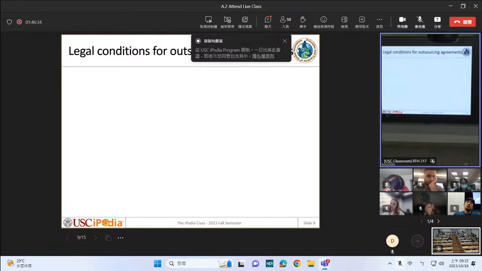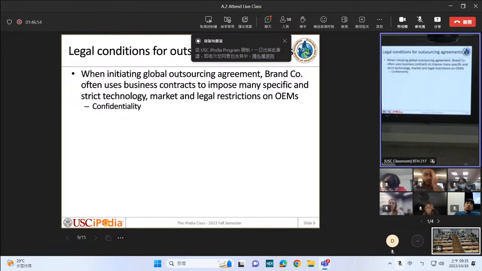If you go to a city like Bangalore, it's a huge IT industry, right? They also have huge companies that actually do nothing but help with OEM contracts. They can do that by quickly putting parties together. So the legal condition certainly has to be confidential.